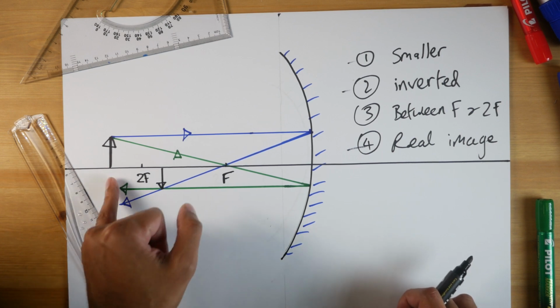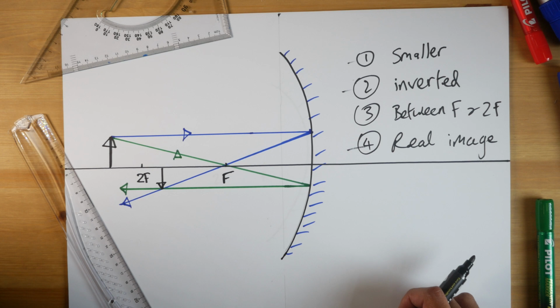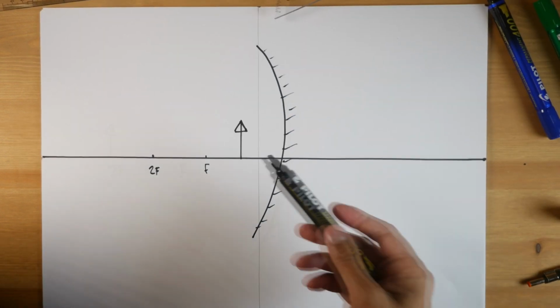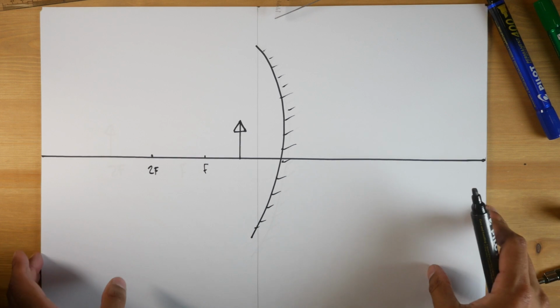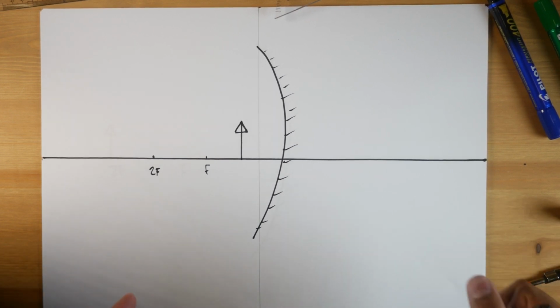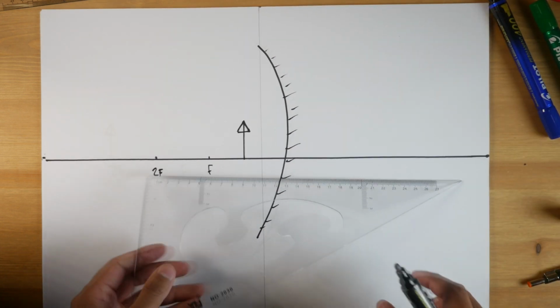Okay. Now, as we move it along to different points, you're going to get different types of images. So let's have a look at the types of images that we're going to get. Now we're dealing with an object which is within the focal length of the mirror. Okay, so first up, what you've got to do is you've got to do a parallel line.